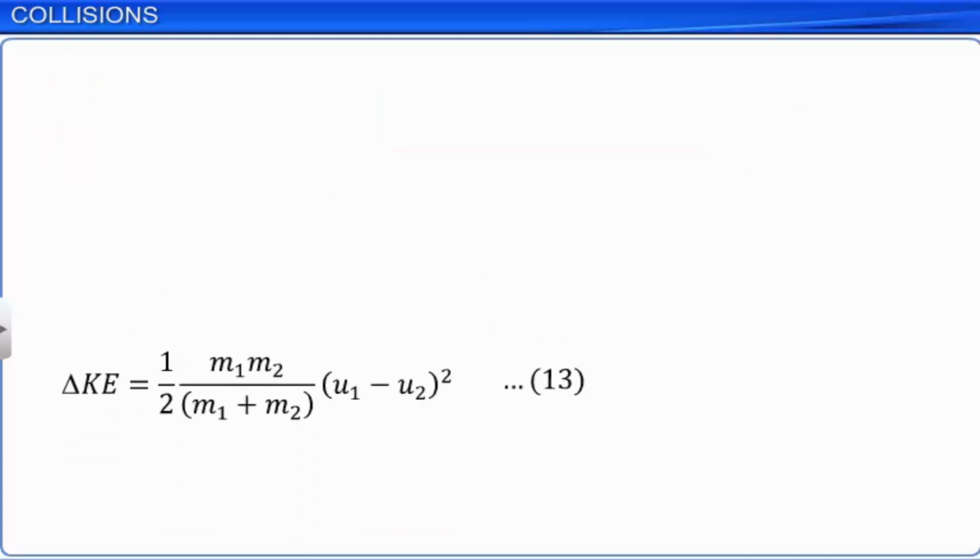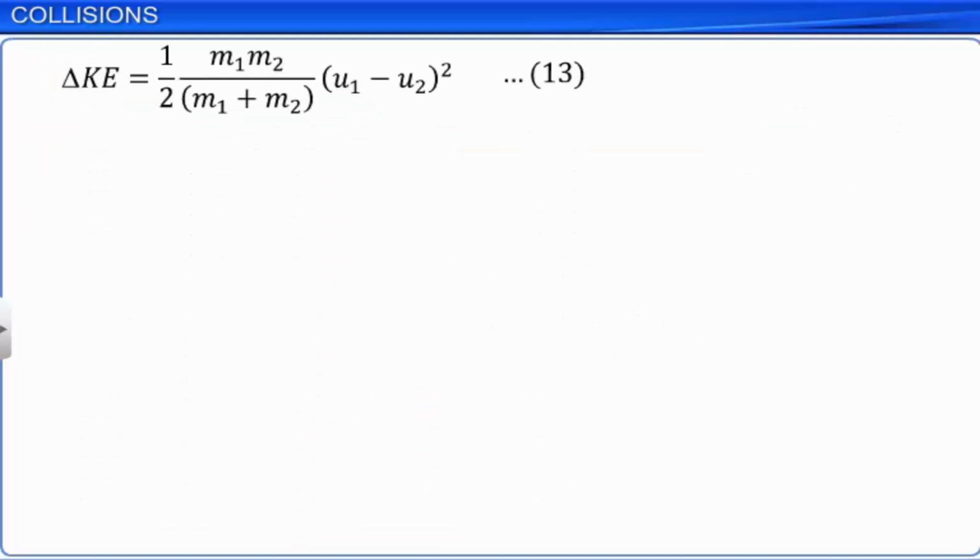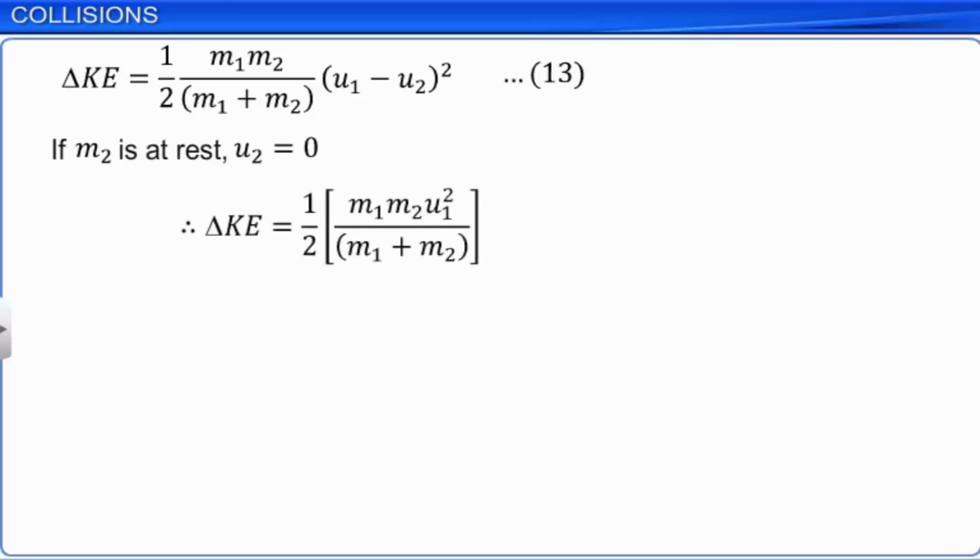In case the second body of mass m2 is at rest before the collision, we have u2 is equal to 0, and then the loss in kinetic energy is equal to half m1 m2 u1 square by m1 plus m2.